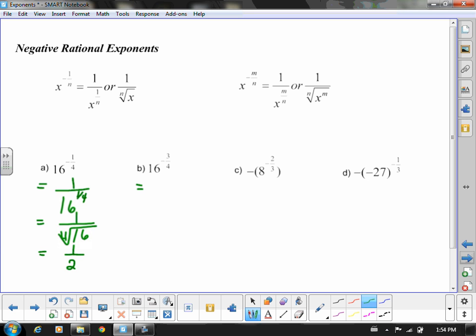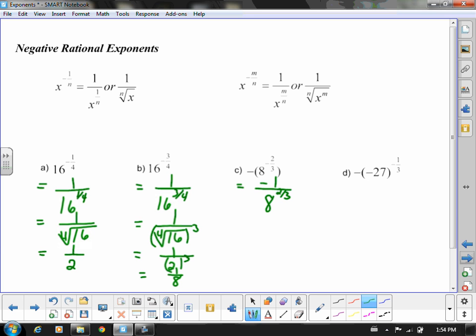Here again, it's 1 over 16 to the positive 3 over 4, which equals 1 over the fourth root of 16 all cubed, which is going to be 1 over 2 to the power of 3, which equals 1 over 8. In this example, I'm going to leave that negative up on top, and in the denominator, we're going to have 8 to the power of 2 over 3.